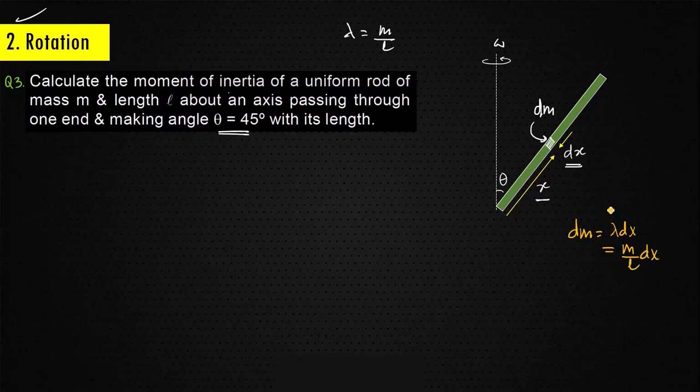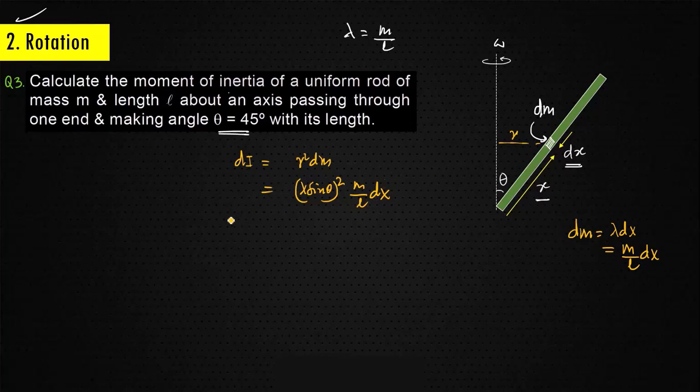Now this dm mass is rotating about this vertical axis at a distance of this much. Let us say this is r distance. So for this dm mass, can I write dI about this vertical axis should be equal to r square into dm. Okay, now what is r? Small r is x sine theta. So that means (x sine theta) whole square into dm. Now dm is m by l into dx. Okay, so it gives the value of dI.